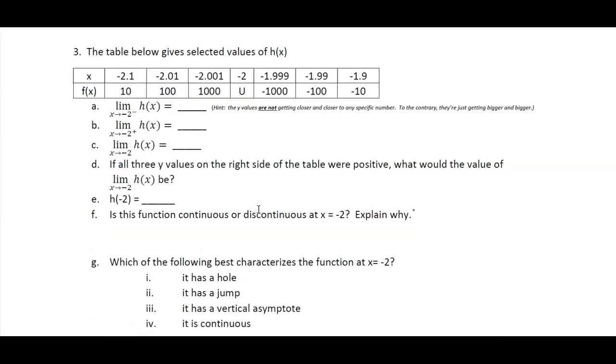The table below gives selected values of h of x. Once again, my document's wrong. That's supposed to say h there. All right, so what is the limit of the h function as x approaches -2 from the left?